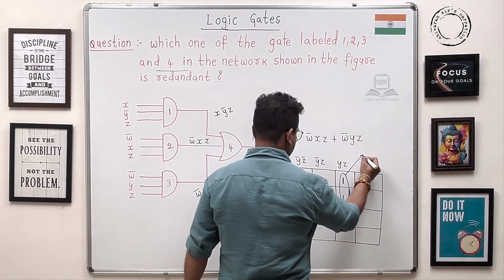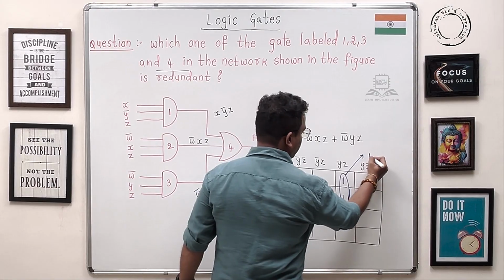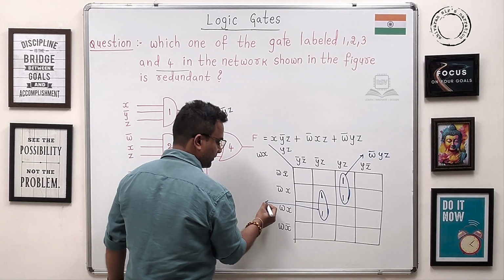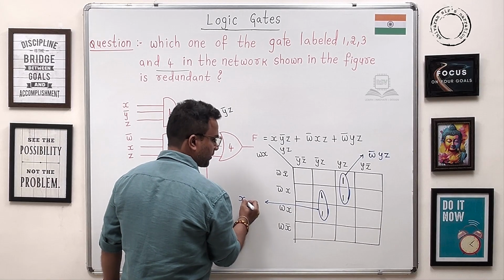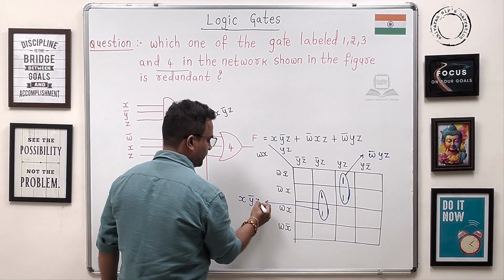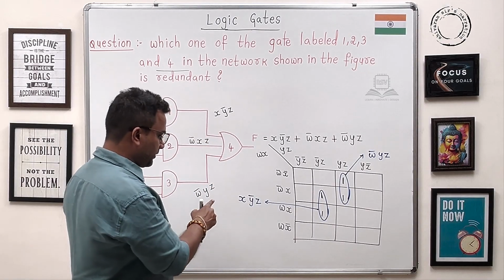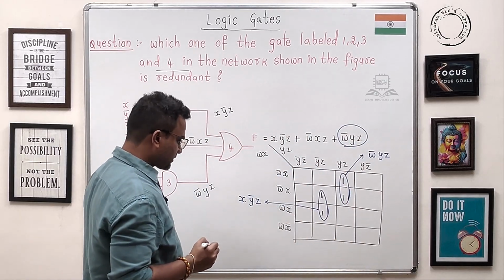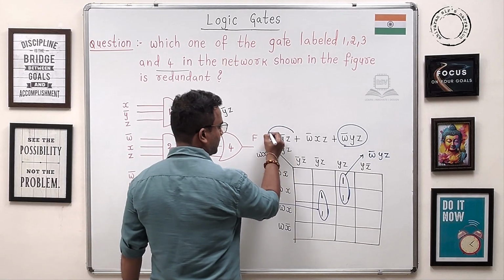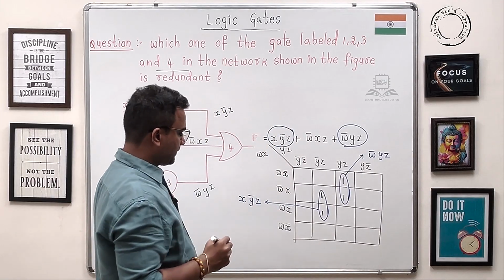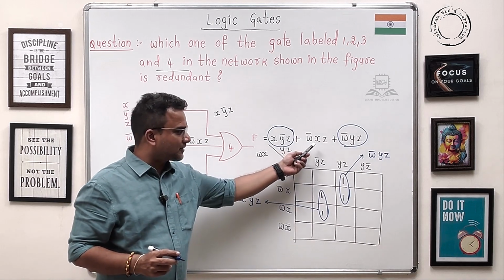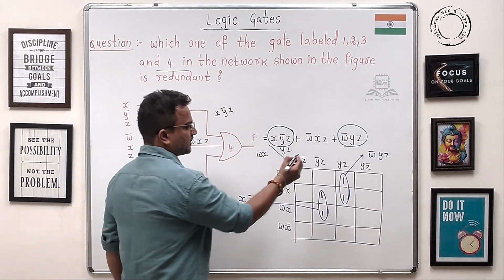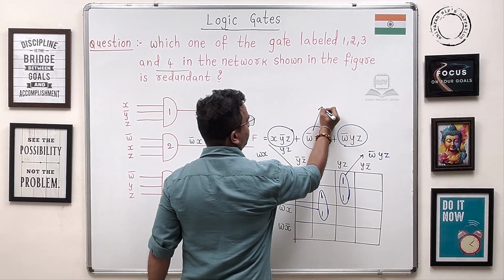Now guys, what is this? W bar YZ. Similarly this one, X Y bar Z. Now guys, W bar YZ, this term is there. Similarly, X Y bar Z, this term is there. So what is left over? What is this? W bar XZ in a simplified format has not appeared. No need. Hence, this is the redundant term.